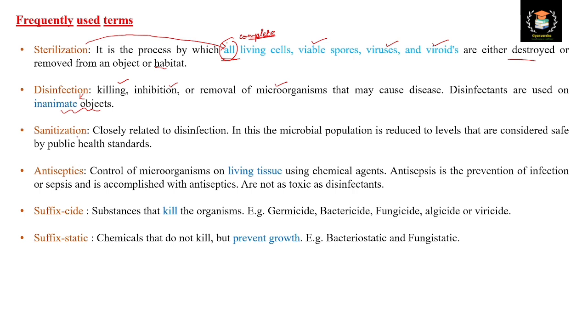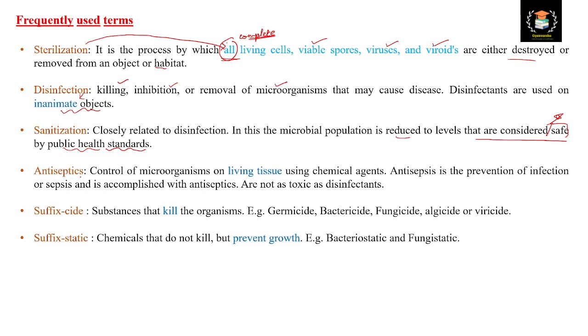The next term is sanitization. Sanitization is similar to disinfection. Here, the microbial population is reduced to levels that are considered safe by public health standards. There is not 100% or around 100% removal of the organisms, but the germs or the microorganisms are reduced to levels which are considered safe by public health standards.